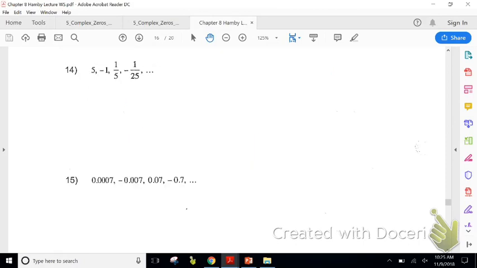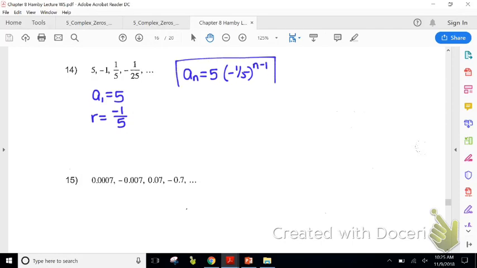All right, so for number 14, what is your first term? 5. And what is your common ratio? 1 or negative 1 over 5. Good. Second term divided by the first term, right? So my formula, a sub n equals my first term times my common ratio raised to the n minus 1. And then you can find the seventh term by plugging in 7 for your n.